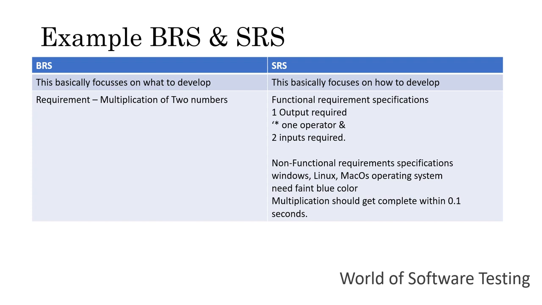The next is the non-functional requirement specifications. The functionality should run on Windows, Linux, and Mac OS operating systems. This is nothing but the compatibility testing we need to perform. Then, the dialog box needs a faint blue color. This is basically usability testing the testing team will perform. Again, the multiplication should get completed within 0.1 second, so the performance testing will be there. This will be mentioned in detail in the SRS document.